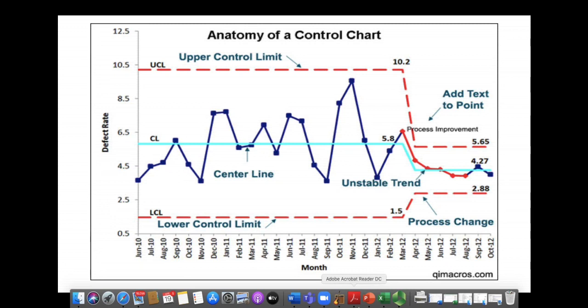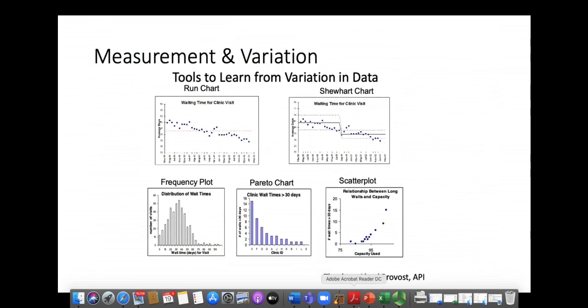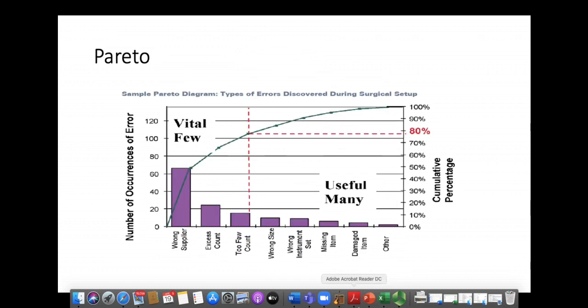There is a lot that can be learned from understanding control charts. There are other tools that can be used to learn and study variation, including frequency plots, Pareto charts, and scatter plots. One that is most useful is the Pareto chart. This helps us to look at variation within the causes of a problem, and helps us again to identify the vital few causes that are creating most of the variation seen.